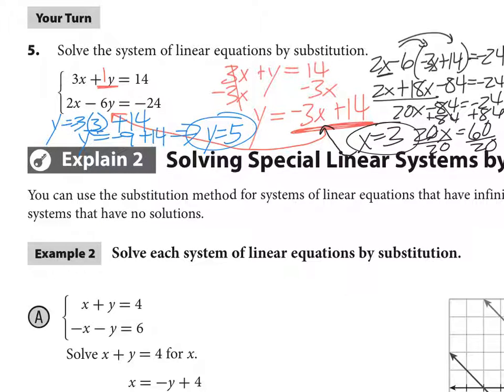So then I know they intersect at the point 3, 5. And again, a good idea would be to substitute it back into each equation, make sure it works. So if I come back here, 3 times 3 is 9, 9 plus 5 is 14. 2 times 3 is 6, 6 times 5 is 30, so 6 minus 30 is negative 24. So that works. So this is how substitution works for solving a system of linears.